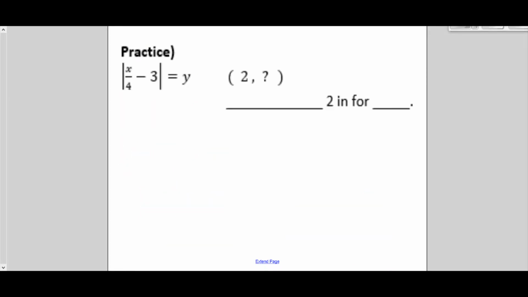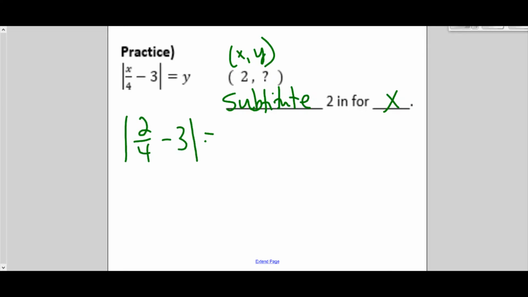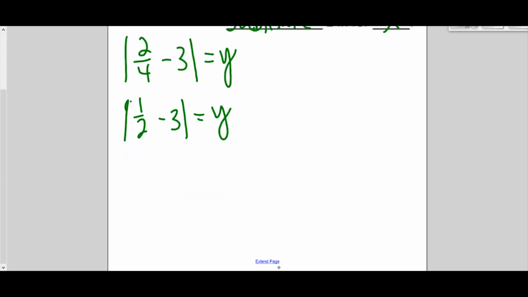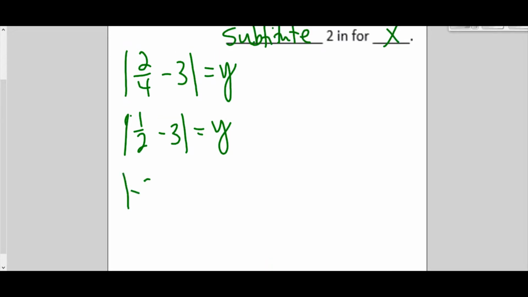So this one is similar. You're going to substitute. Remember, you get x comma y. This says the absolute value of x divided by 4 minus 3 equals y. So again, you're substituting 2 in for x. So this will be 2 divided by 4 minus 3 equals y. So this is going to be 1/2 minus 3 equals y. So 1/2 minus 3 is negative 2.5 equals y.